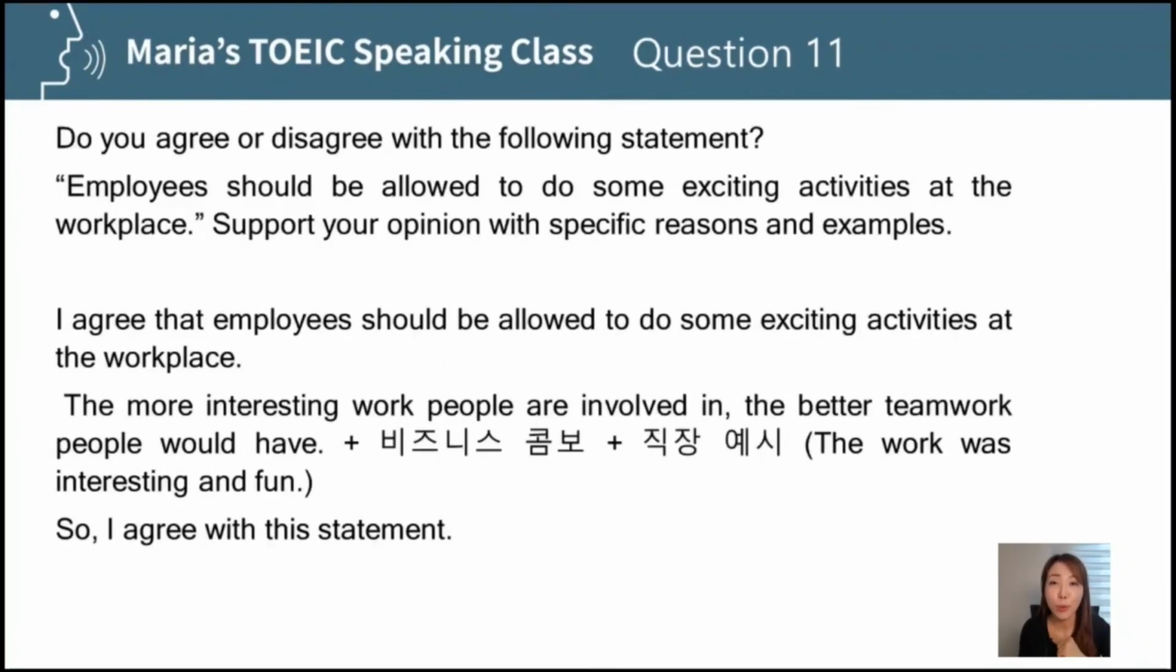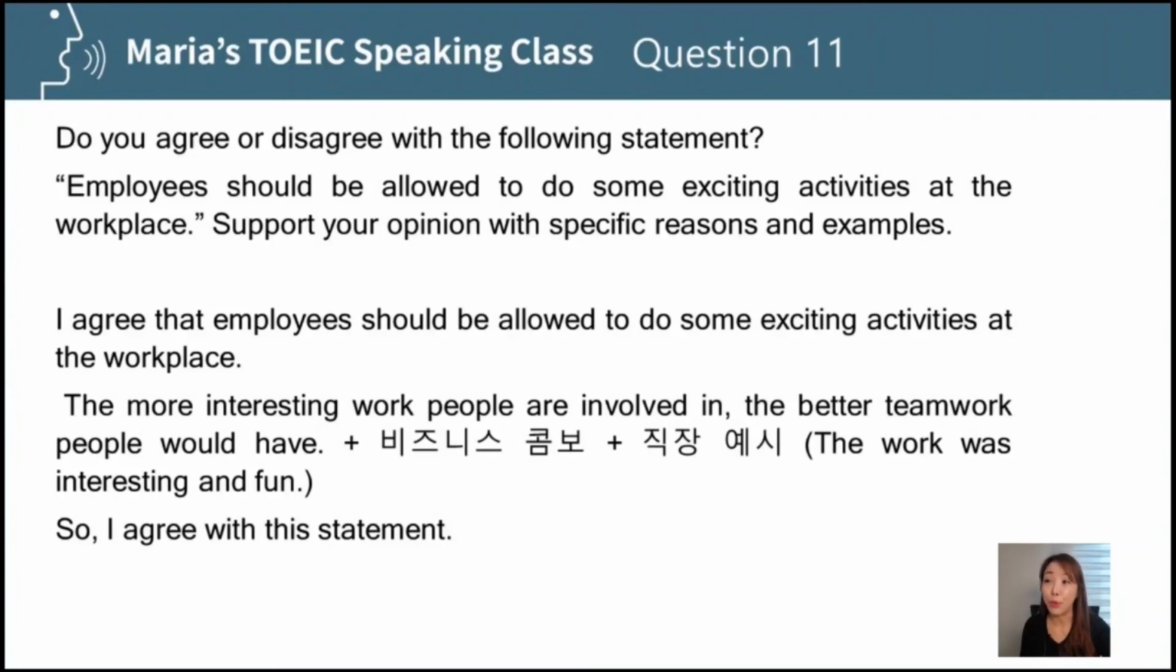마지막, 자, 11번에서 뭘 물어봤느냐. Do you agree or disagree with the following statement? 동의하십니까? 반대하십니까? Employees should be allowed to do some exciting activities at the workplace. 직원들은요, 직장에서 뭔가 신나는 활동들을 해야 해요. 어때요? 동의를 하면 되겠죠? 분위기가 좋아야 팀워크도 생기고 일을 잘할 수 있으니까요.